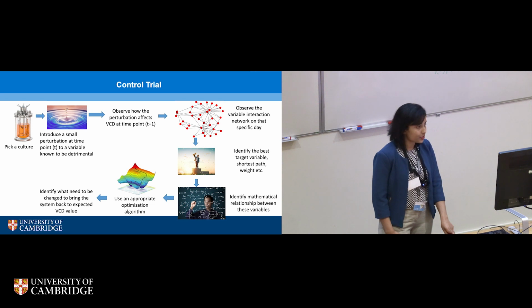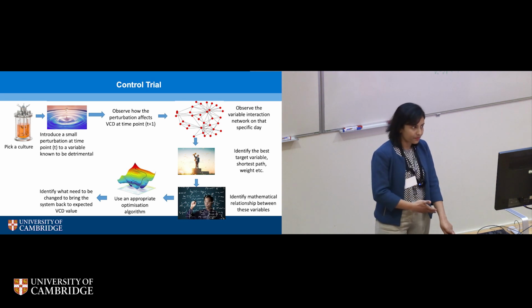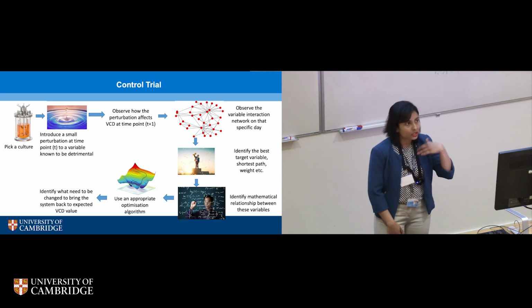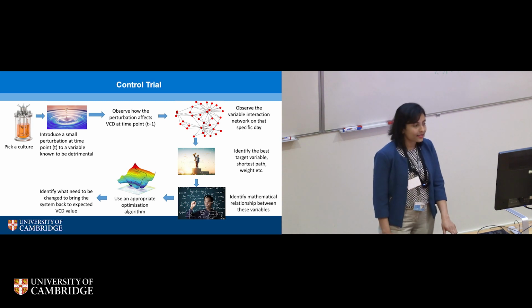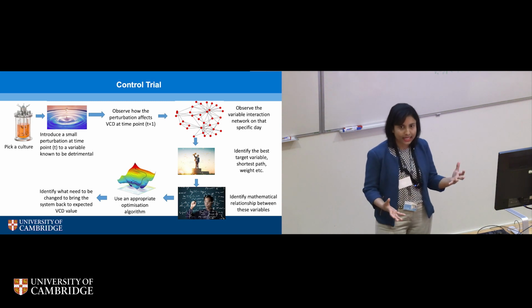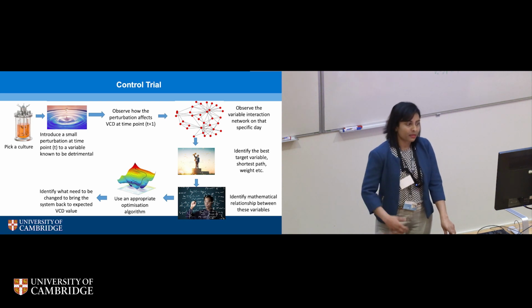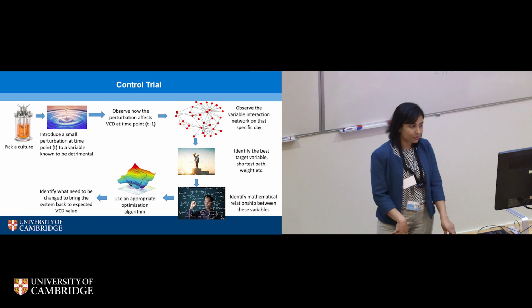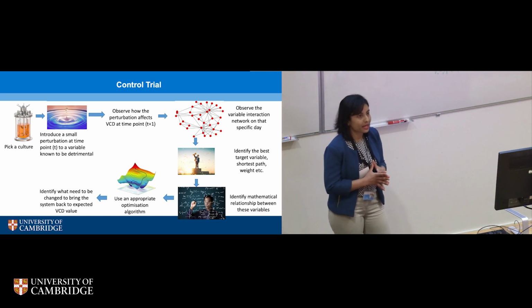So this is what the control trial looked like. I picked a culture, as I said, introduced a perturbation, and then we observe what happens to the response variable when that perturbation happens. And then we look at the network on that specific day to see what the variable interaction looks like. And then you identify the best target variable on that day, depending upon so many different parameters, such as shortest path, weight, etc. So you know which is the best target variable. And then once we have that, you can identify a mathematical relationship between these variables using symbolic regression models. And then you can use an optimization algorithm, which will then tell you how much of the value you have to change to bring the system back to the expected value.